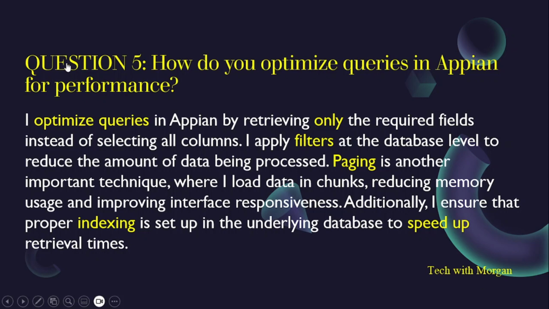Question 5. How do you optimize queries in Appian for performance? I optimize queries in Appian by retrieving only the required fields instead of selecting all columns. I apply filters at the database level to reduce the amount of data being processed. Paging is another important technique, where I load data in chunks, reducing memory usage and improving interface responsiveness. Additionally, I ensure that proper indexing is set up in the underlying database to speed up retrieval times.